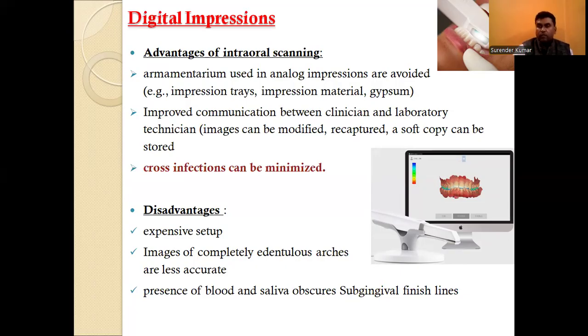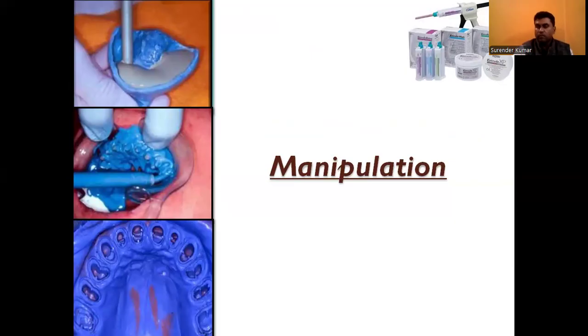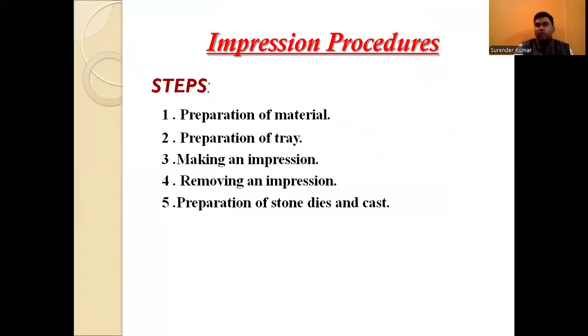So developments are going on basically. And coming back to the manipulation. Now impression procedures. Five steps are there: preparation of the material, preparation of the tray, making an impression, removing the impression, and then making the cast.